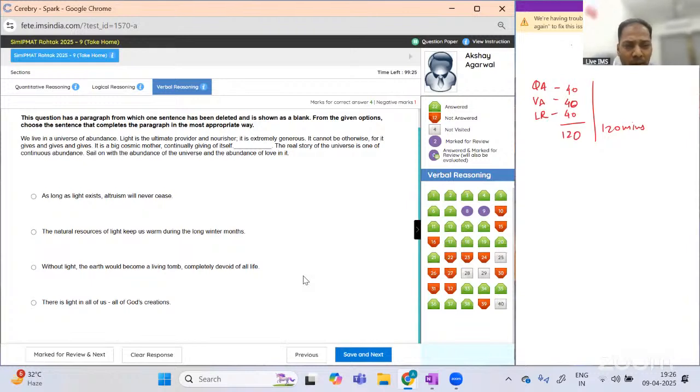It is a big cosmic mother, continually giving. Able to find that connection. It cannot be otherwise, for it gives and gives and gives. Provider, nourisher, and it is generous.